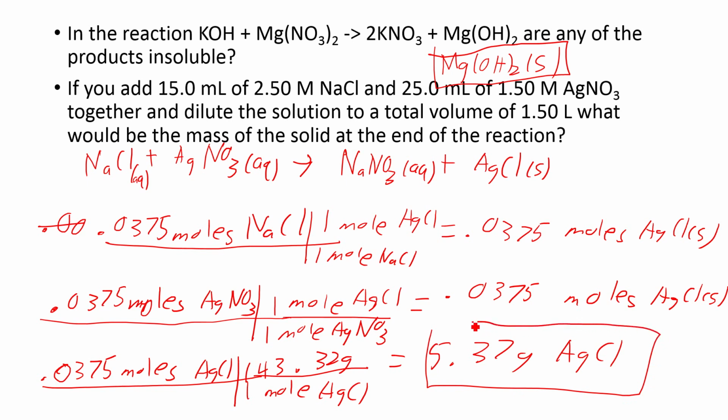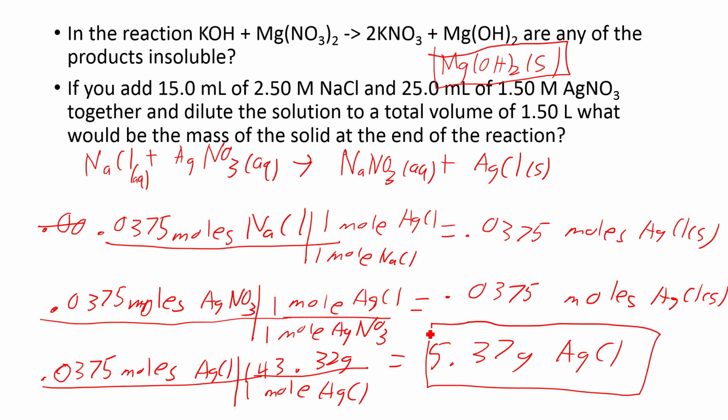You'll notice something else. The problem told us that we made the solution a total volume of 1.5 liters, and we diluted it to that. Why didn't I use that? The reason is there's nowhere in the problem where it asks me about the final solution. I have a mass of a solid at the end. That doesn't change that. And the source of the moles all come from the initial addition of 15 milliliters of 2.5 molar sodium chloride and 25 milliliters of silver nitrate. Nowhere do I add more moles of either of those, so I don't need to use that volume anywhere else.